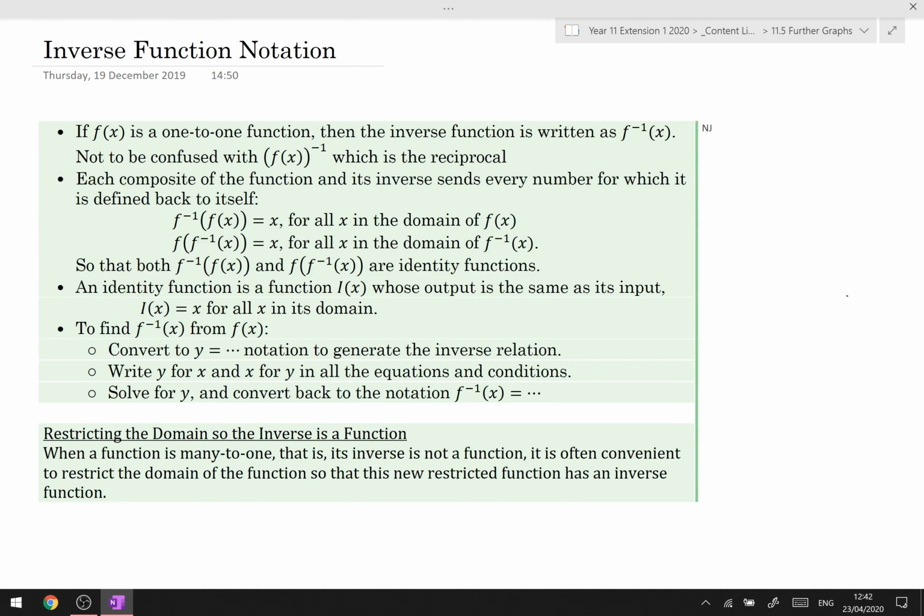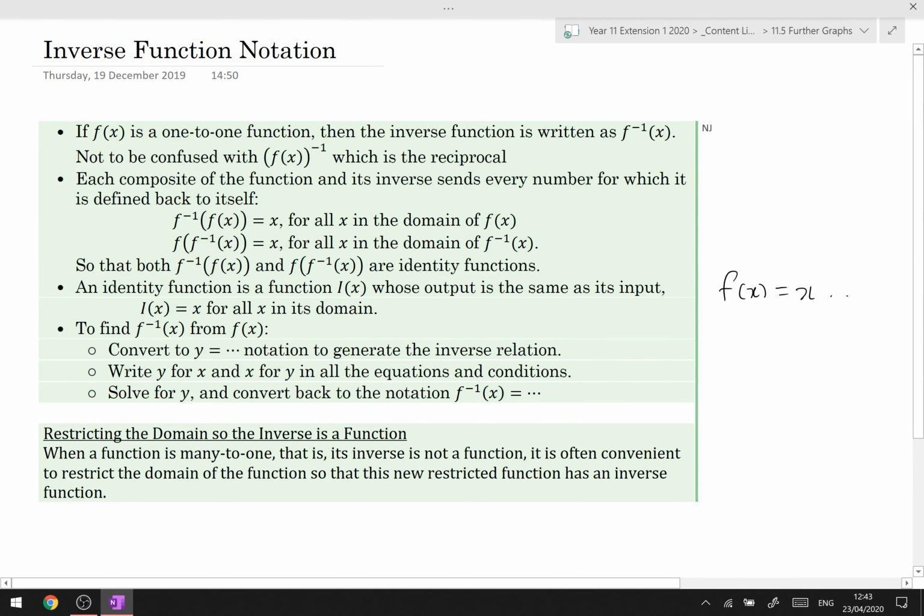An identity function is a function, I of x, whose output is the same as its input. So I of x is equal to x for all of its domain. If you put the number 3 into it and it gives you the number 3 back, then that is an identity function. A very common identity function is just f of x is equal to x, because if I put any number into that function, it just gives me the number back out in return. It's not the only one, but that's probably the most simple one.